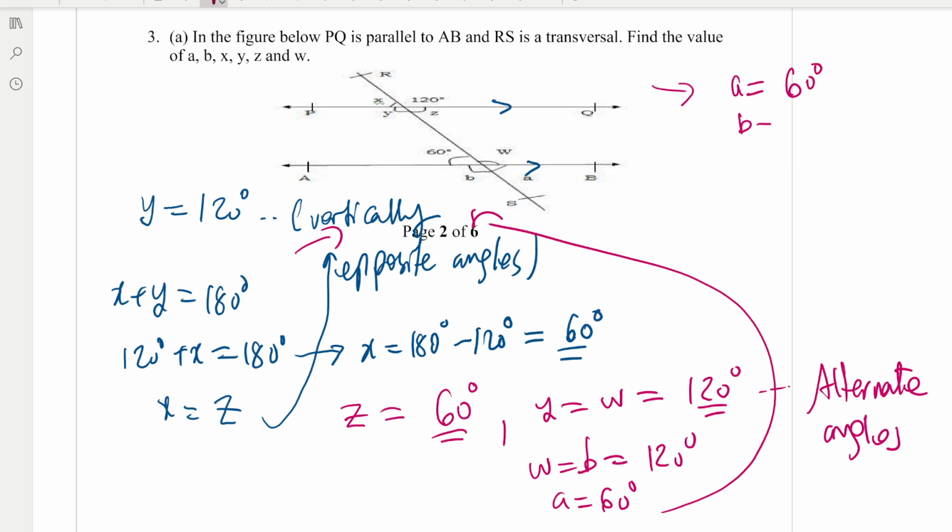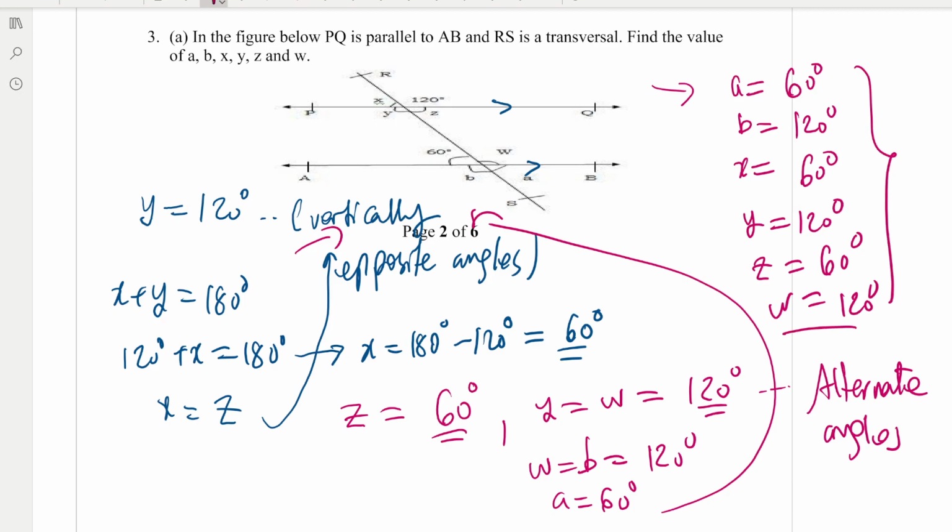So from this summary, in a nutshell, the value of A is 60 degrees, the value of B is 120 degrees, the value of X is 60 degrees, the value of Y is 120 degrees, the value of Z is 60 degrees, and the value of W is 120 degrees. So you can see that the angles vary between 120 and 60 degrees. So that's the solution for question number 3A.